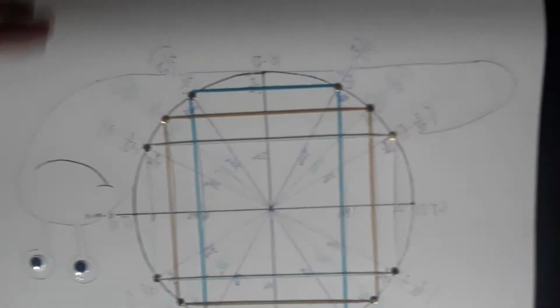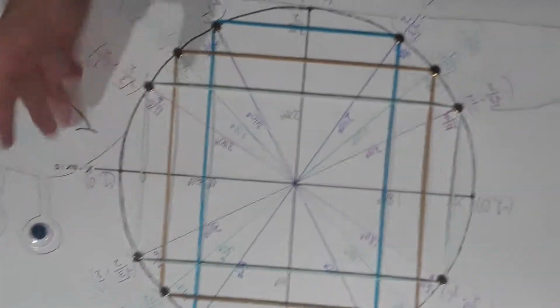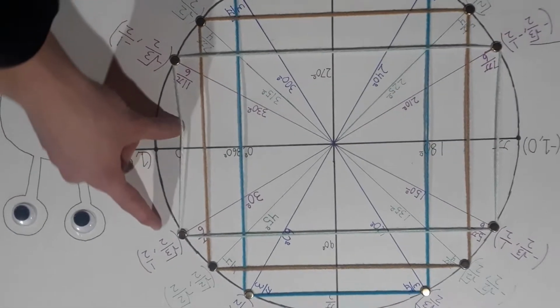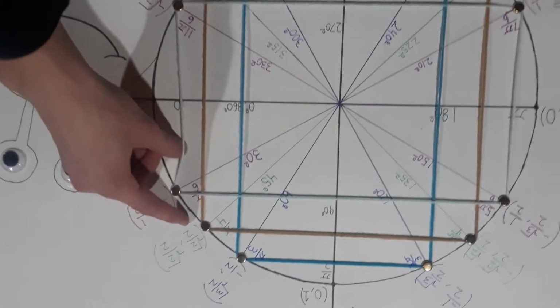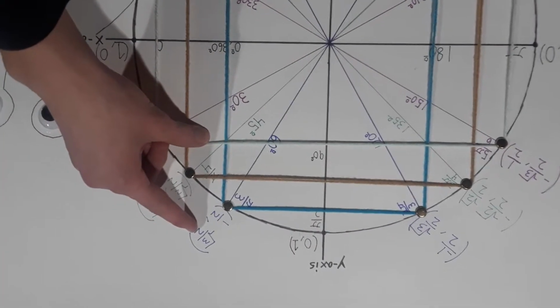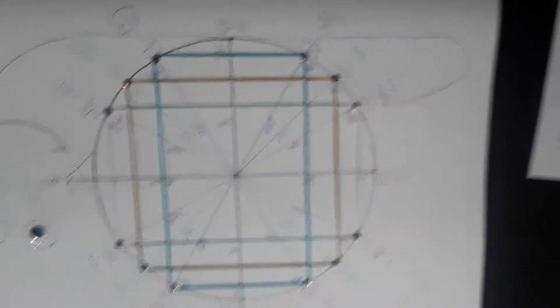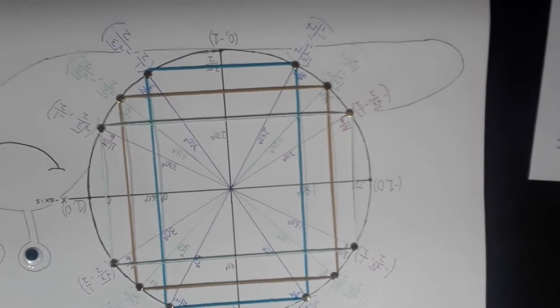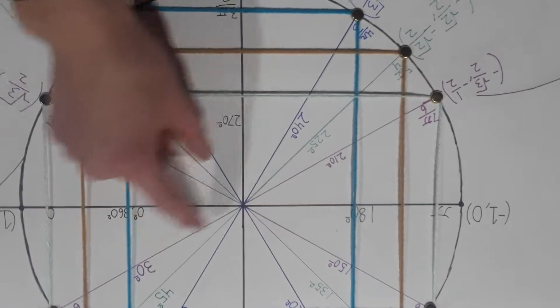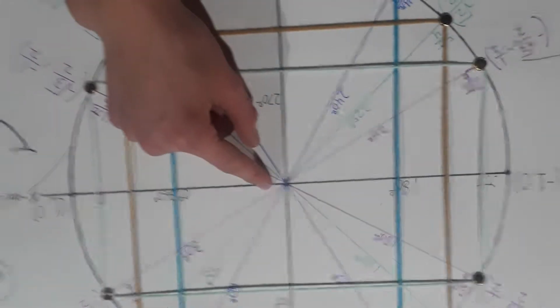So coordinates. Coordinates here, as you can see, as you go around, and they repeat, are root 3 over 2, 1/2, root 2 over 2, and then root 2 over 2, 1/2, root 3 over 2, and then 0, 1. So how these work is, you take your triangle ratios. In this case, we have our 30-degree triangle. So you have 30 degrees here, right?